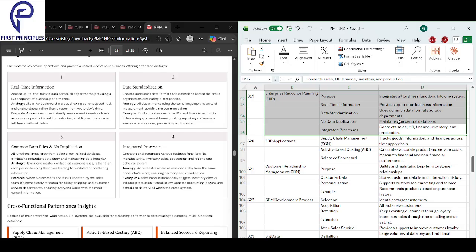It gives you real-time information, your data is standardized, there's no data duplication, and finally integrated processes. It connects your sales, HR, finance, inventory, and production. So this is about integrated processes. There's no data duplication here. Data is very standardized. You get real-time information.